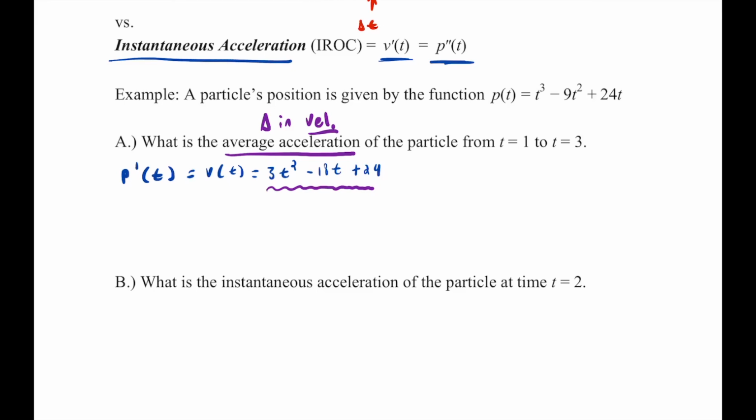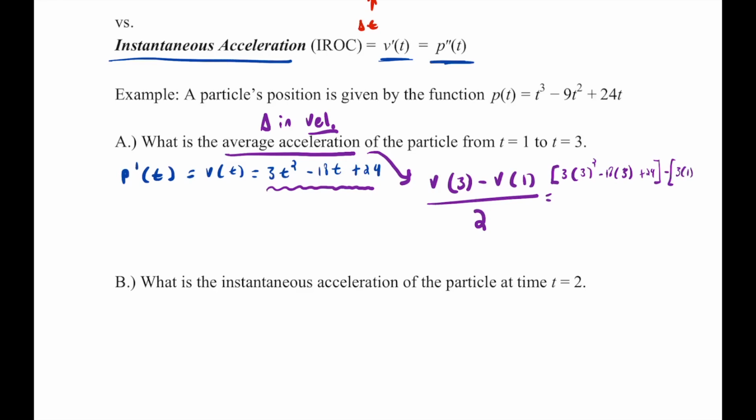So your average acceleration would be velocity at 3 minus velocity at 1 all over 3 minus 1, or 2. So you would have to plug in to the velocity function that I just did there. So this would be like 3 times 3 squared minus 18 times 3 plus 24. All of that minus, I'm kind of running out of room here, but you get the idea. 3 times 1 squared minus 18 times 1 plus 24 all over 2.